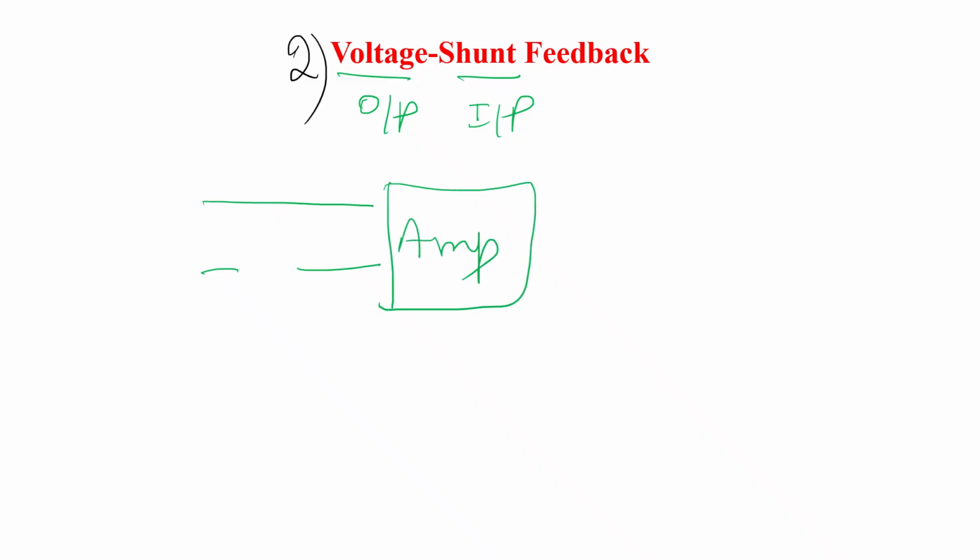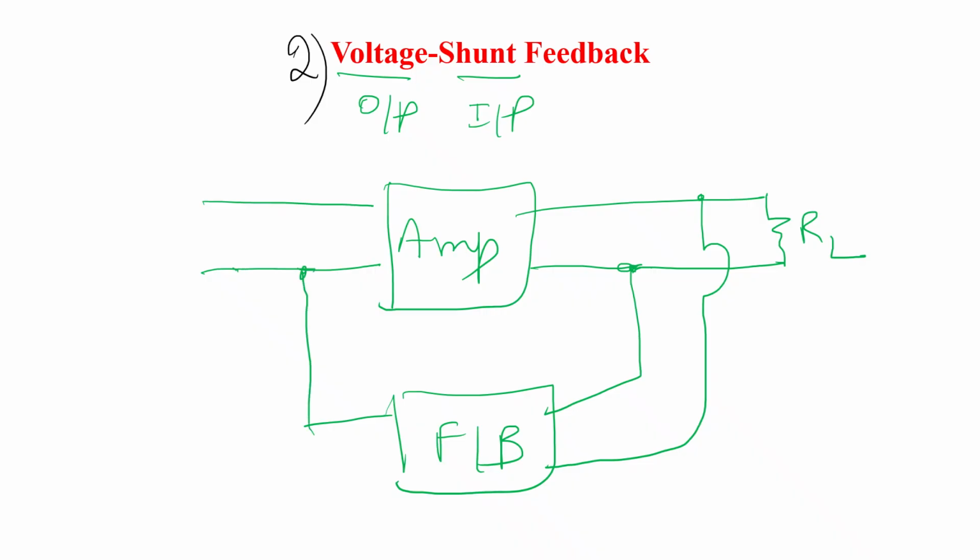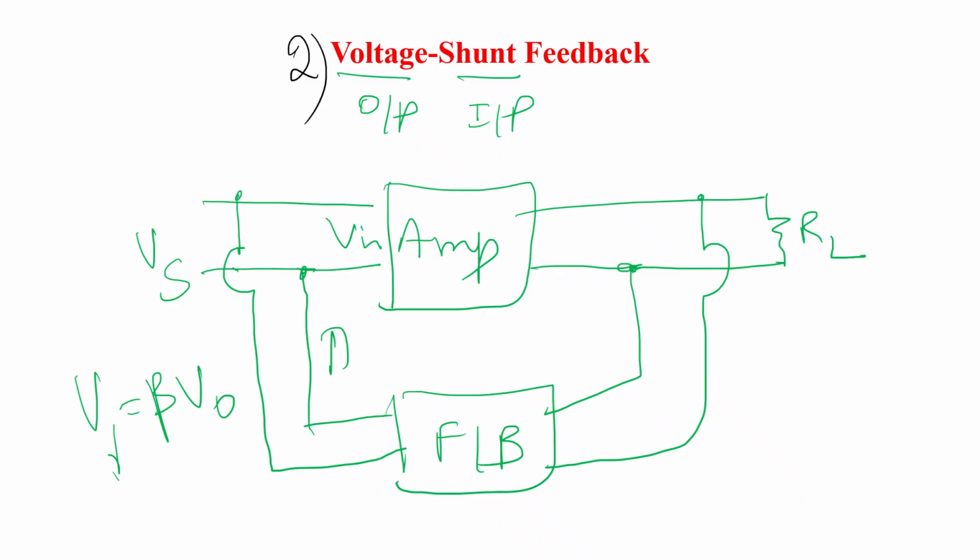This is the amplifier stage and this is the feedback stage. Both are connected in parallel, the voltage, and this is the load resistor fed back to the network. So both ways feedback. So Vs, Vn. Here Vf is equal to beta into V0.